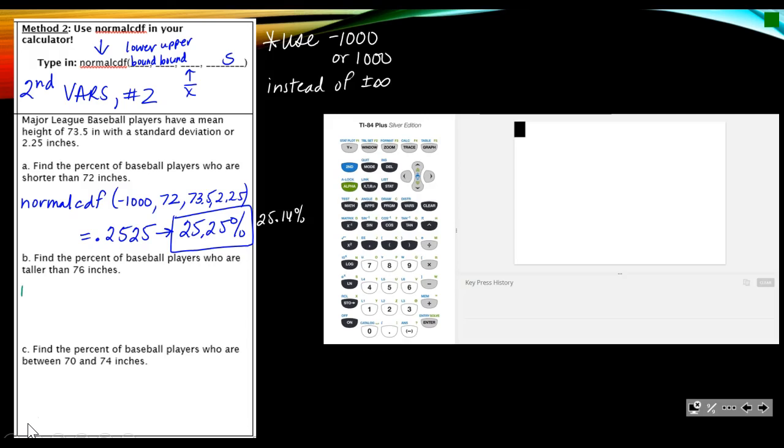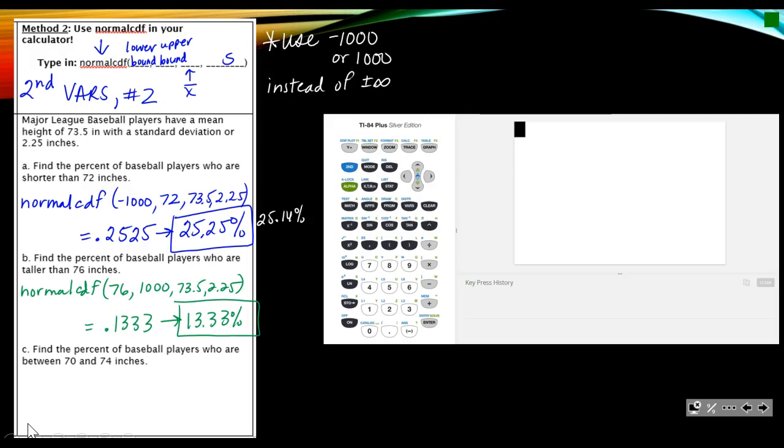So you're going to put in the normal CDF command. This time your lower bound is 76 because we want everything to the right of 76, and our upper bound will be 1,000, and then the mean and standard deviation will be the same. And when you plug that into your calculator, you get 0.1333, and that is equivalent to 13.33%. So that would be your answer.